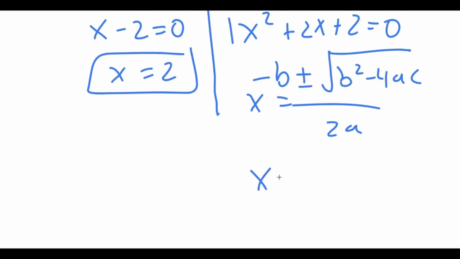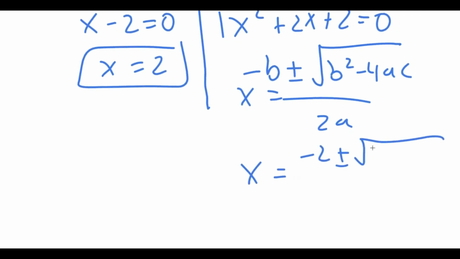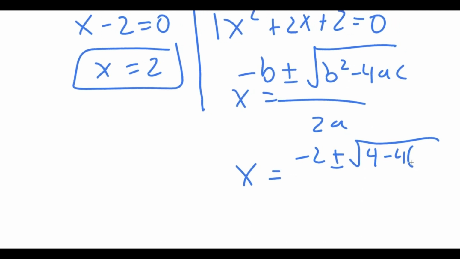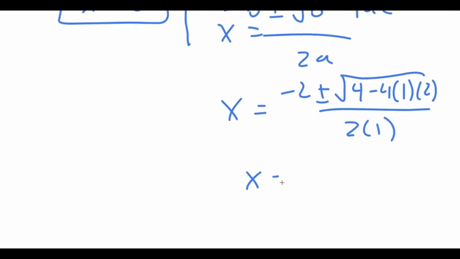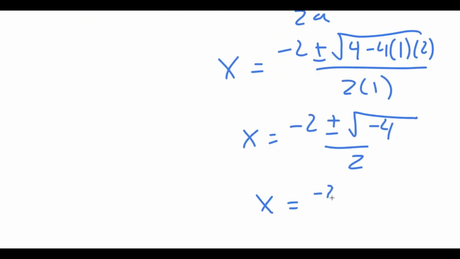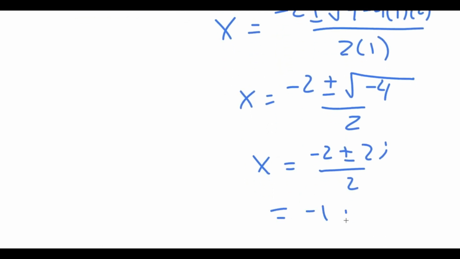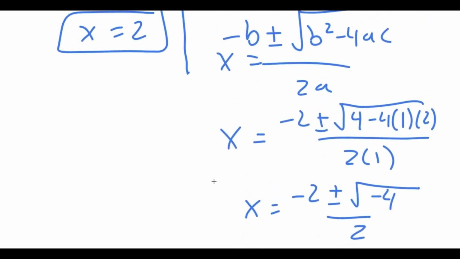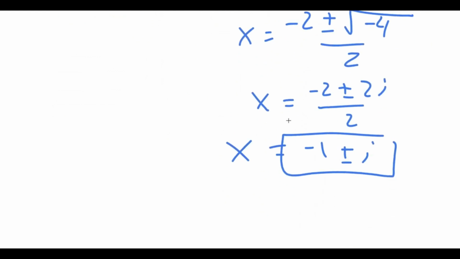So I get x is equal to negative 2 plus or minus the square root of 2 squared, which is 4, minus 4 times a, which is 1, times c, which is 2, all over 2a. This is equal to negative 2 plus or minus the square root of negative 4 over 2, which is equal to negative 2 plus or minus 2i over 2, which is equal to negative 1 plus or minus i. So these are my three solutions to this problem.